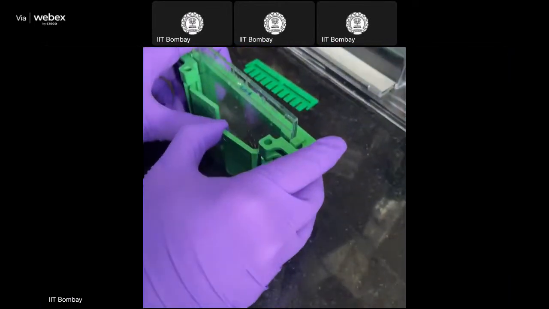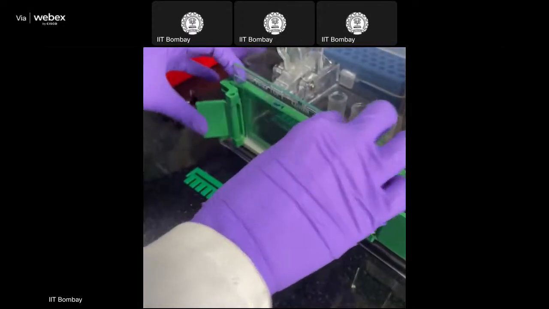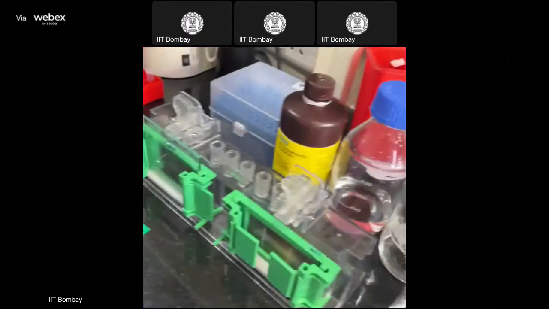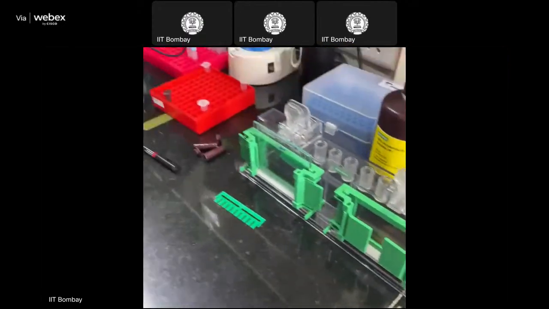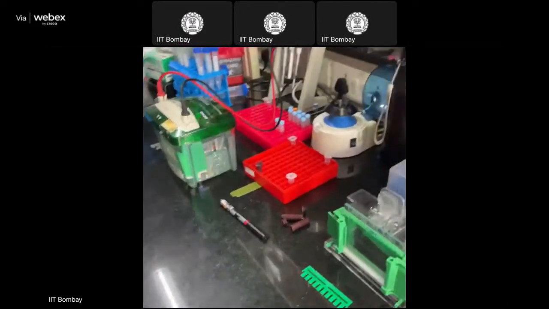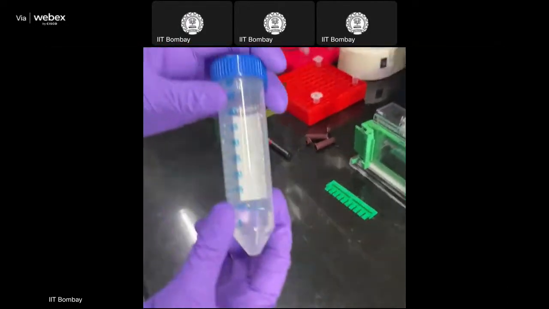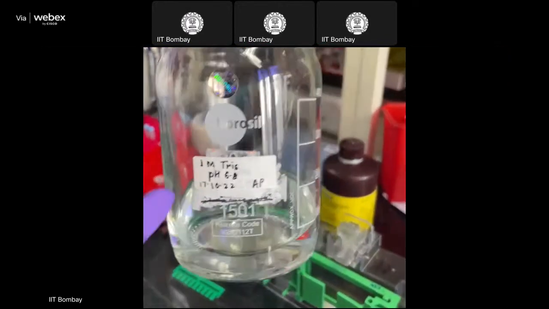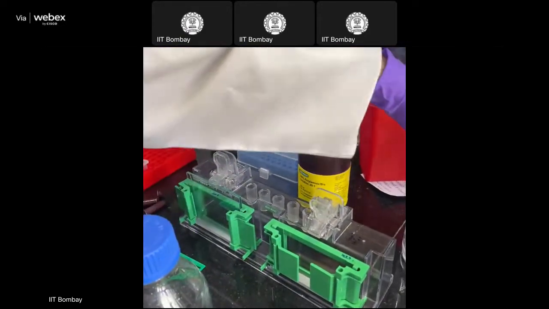Yeah, so put it like this, and then you stack it on this casting unit. This unit is called the casting unit, and you clip this thing here. So now you can fill your solutions. We have different stacking and resolving solutions. These are made using Tris buffer. We have different concentrations of Tris buffer at different pHs.